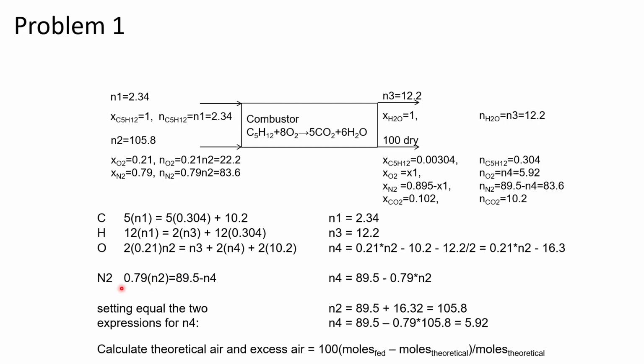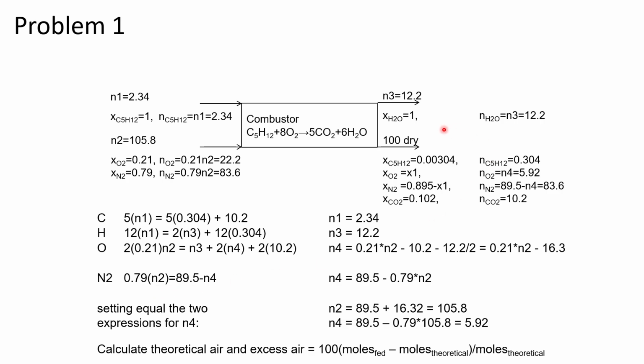So now let's look at the inert balance. We're going to say the inert flow rate coming in is equal to the inert flow rate coming out. This is a molecular balance, so we don't have to worry about atoms. We're just going to say that the moles of the nitrogen molecules coming in is equal to what comes out. There's only one place nitrogen comes in. That's in the air feed here. So we're going to take 0.79 times N2. That's what comes in. I'm going to set that equal to what comes out.